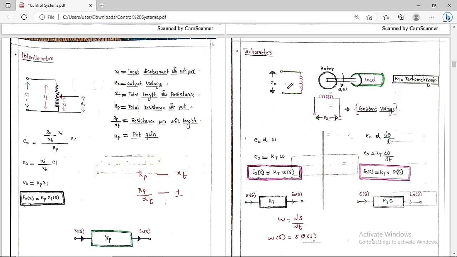Always remember, for the potentiometer, E naught of s is equal to Kp into Xi of s, and for the tachometer, E naught of s is equal to Kt into omega of s. Keep these in your mind. Here the input is the angular velocity and the output is the voltage. So this is all about the tachometer.